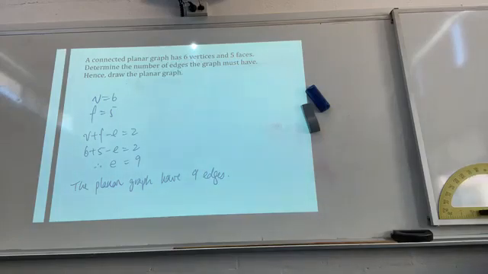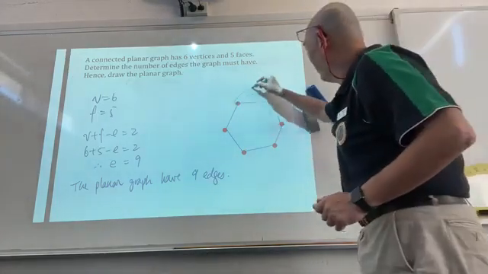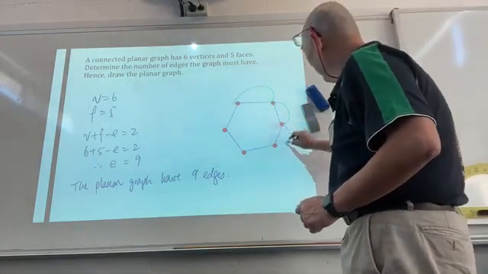Now, draw the planar graph. This is one example. This time I've got it correct. 6 vertices. And then I know I have to draw 9 edges. So what I do is typically connect it into a circle, 1, 2, 3, 4, 5, 6. I need 3 more. That's 3 more. Or you can do whatever way you like. If you don't want to do it that way, this is 3 more. 1, 2, and 3.